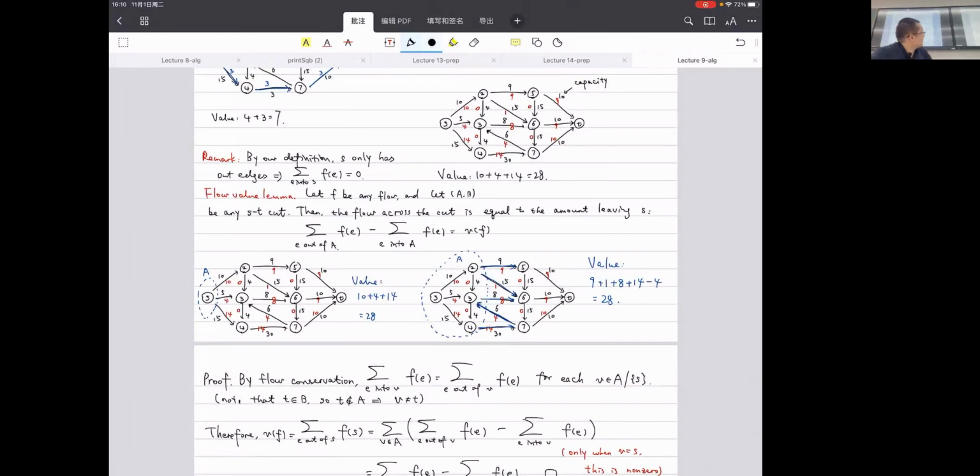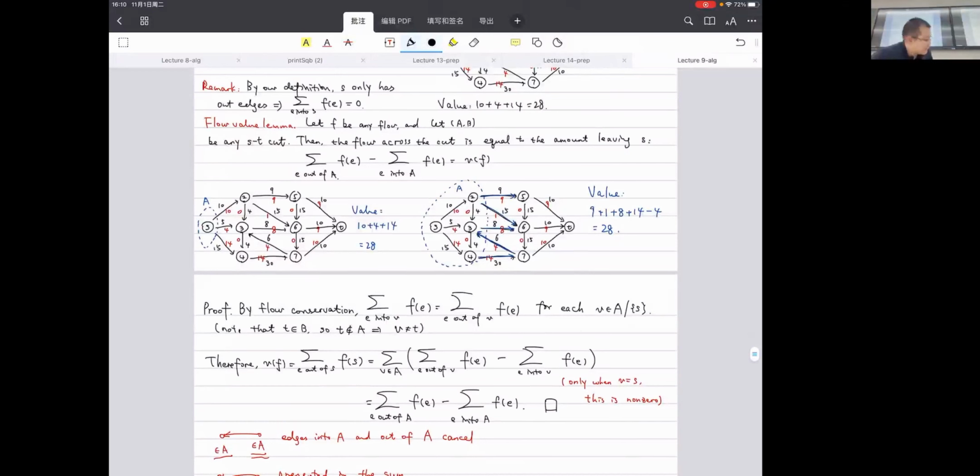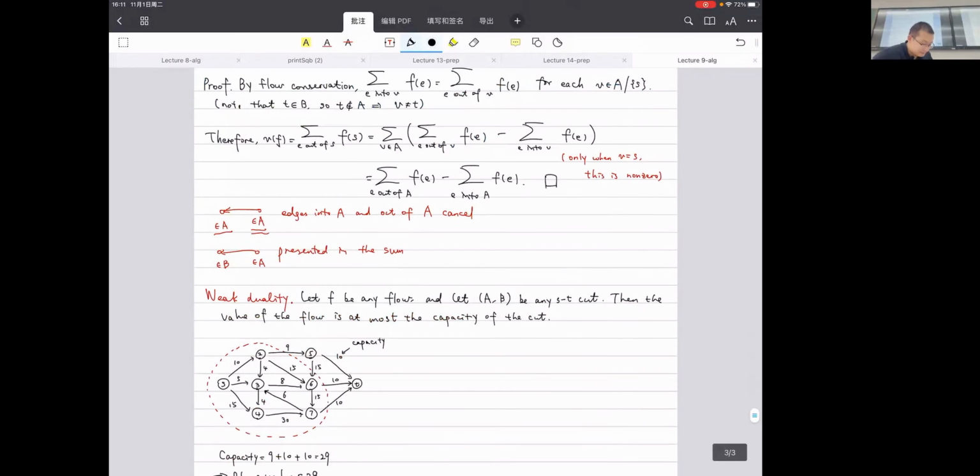For an arbitrary cut, we can compute the value of a flow as the summation of f(e) for all e out of A minus the summation of f(e) for e into A. In general, for an arbitrary s-t cut with a set A, we can compute the corresponding value here.